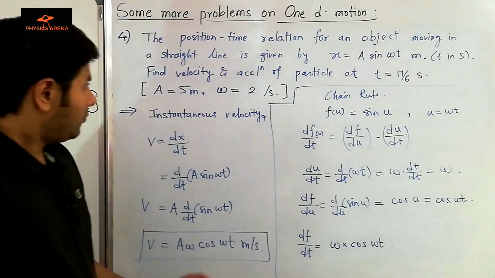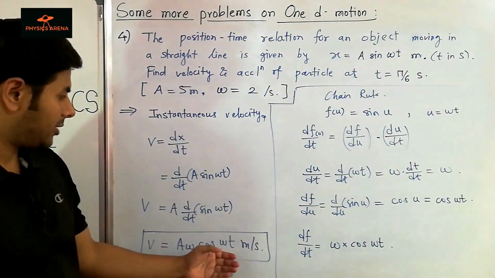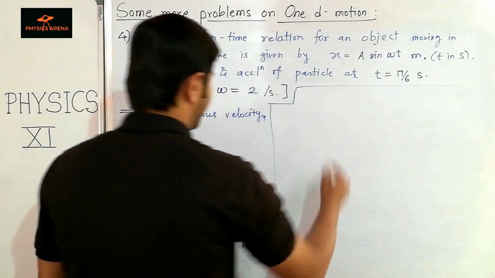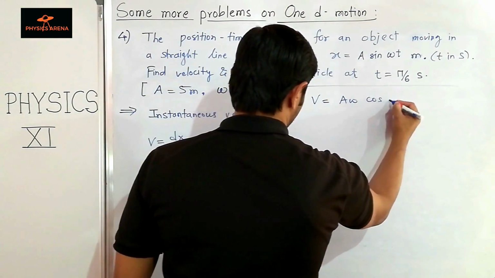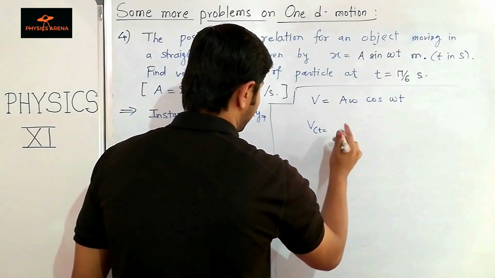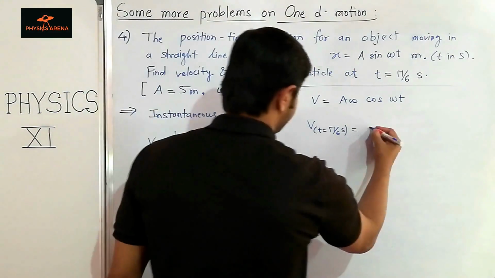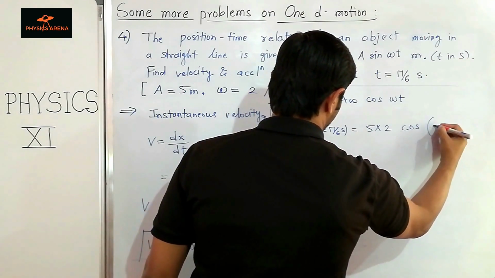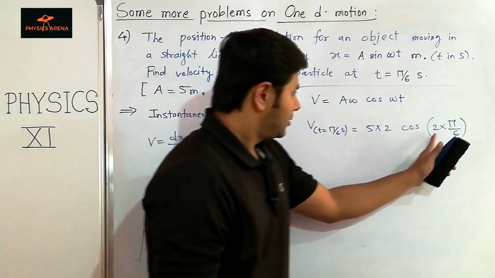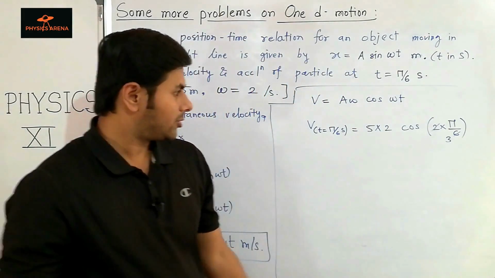Okay, now we wanted to find this velocity at t equals pi by 6 seconds. So let us substitute that, and this a and omega, let us write it here. So we have v equals a omega cosine of omega t. v at t equals pi by 6 seconds is equal to a omega, a is 5, omega is 2, multiplied by cosine of omega is 2, and t is pi by 6. So that 2 gets cancelled with this 6, and we have 3 in the denominator. So it is cosine of pi by 3.